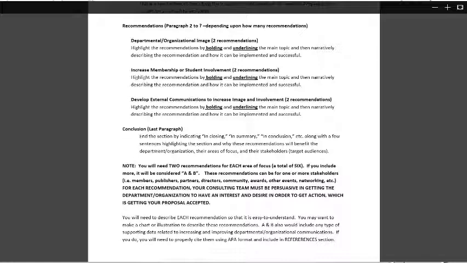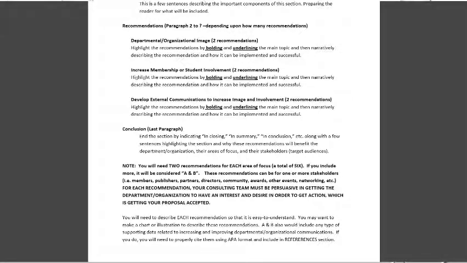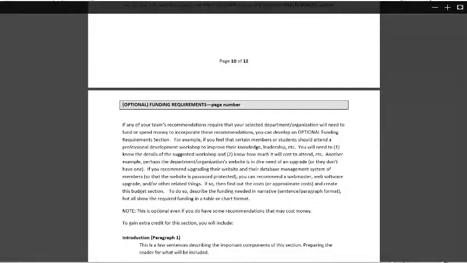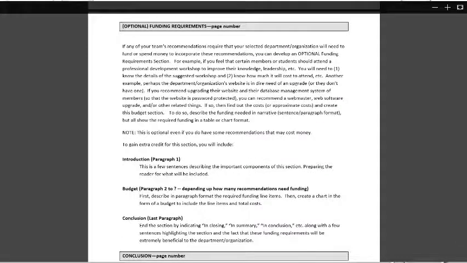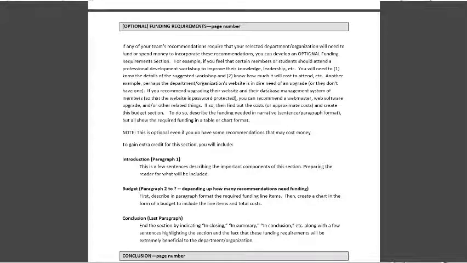So this way you can think about different ways and keep coming up with ideas of how the department can make recommendations. It could be a recommendation such as improving the website, or having their staff trained differently, or having an organization go to maybe team building retreats or something like that. So with that in mind, this next section is the funding requirements section. This is optional if you'd like.